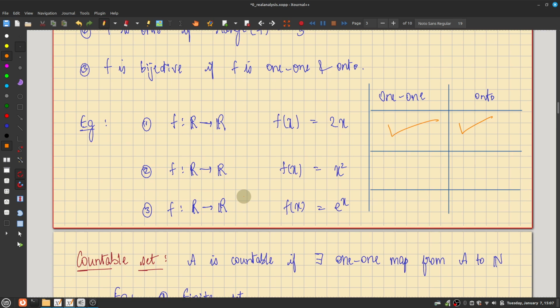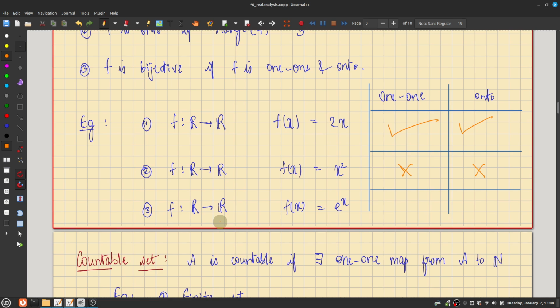Let's take f(x) equal to x squared. Is this 1-1? It is not, because for example you take plus 1 and minus 1, both of these get mapped to the same element, which is 1. So it is not 1-1. Is it onto? No, it is not, because you can't get a negative number, so the range is always the set of non-negative real numbers. So it's neither 1-1 nor onto.